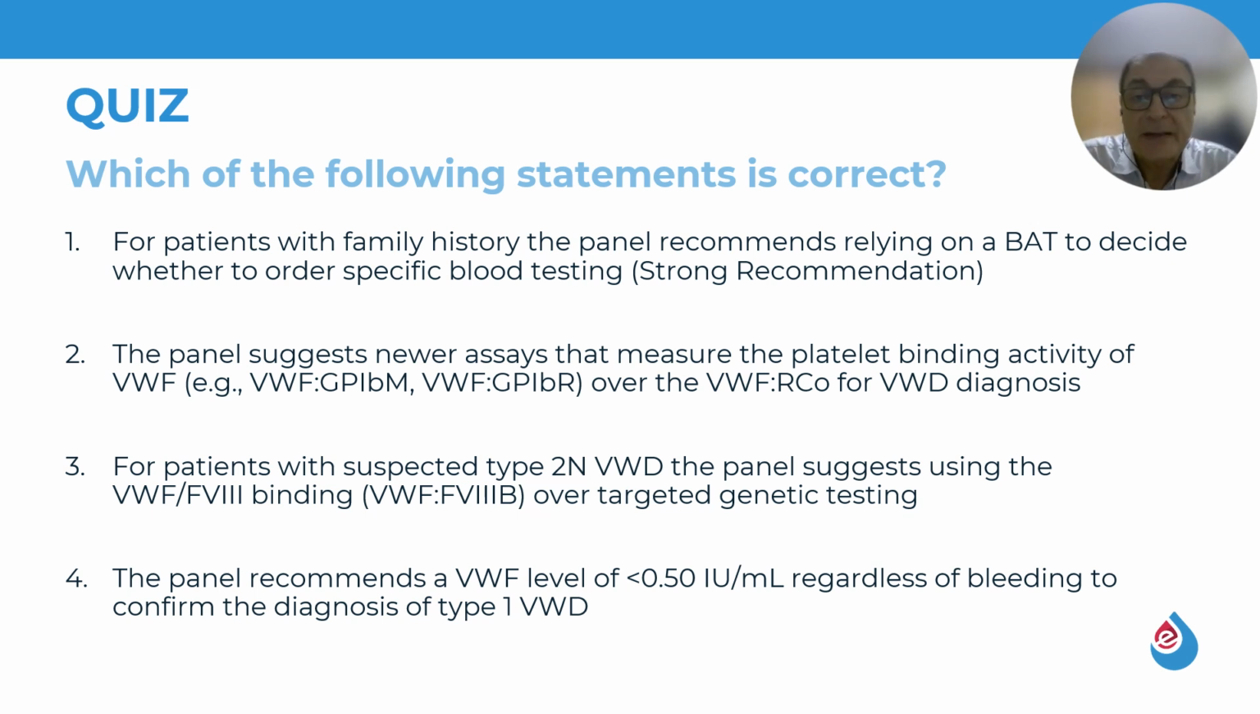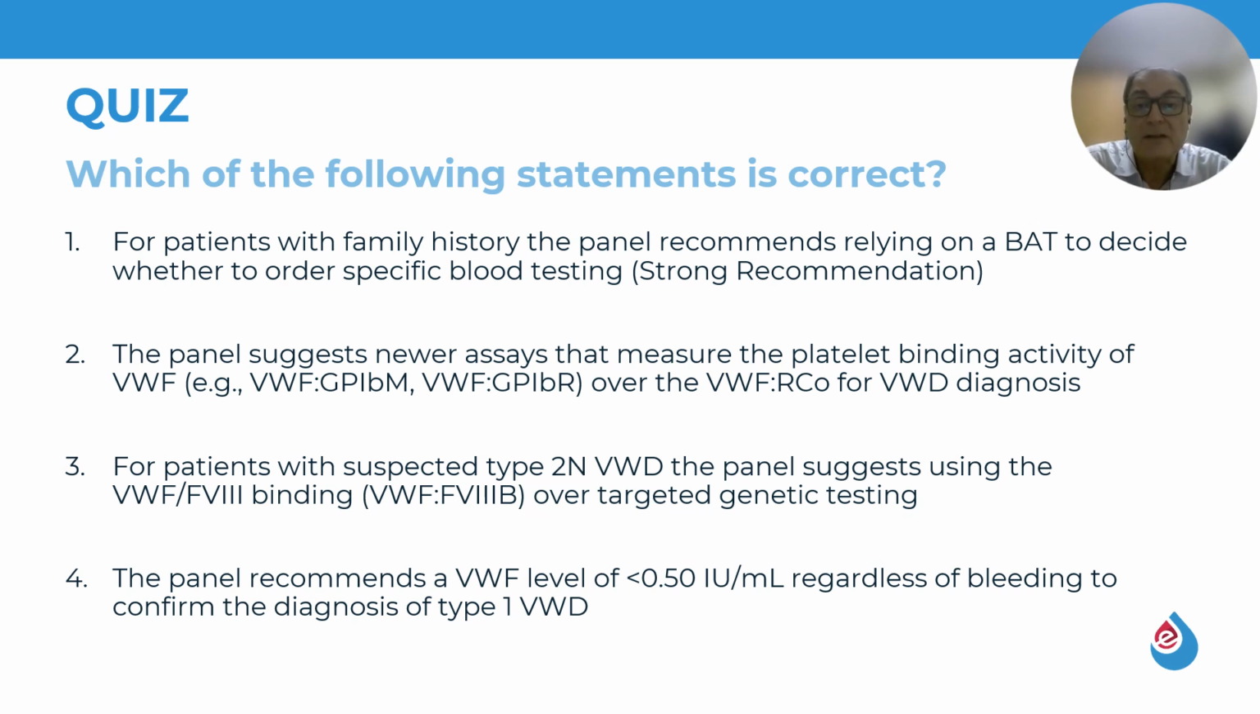So, at the end of this presentation, I would like to propose a quiz. Which of the following statements is correct? One: for patients with family history, the panel recommends relying on a BAT to decide whether to order specific blood testing, strong recommendation. Two: the panel suggests newer assays that measure the platelet binding activity of von Willebrand factor, like the von Willebrand factor GP1BM or von Willebrand factor GP1BR, over the ristocetin cofactor activity for von Willebrand disease diagnosis.